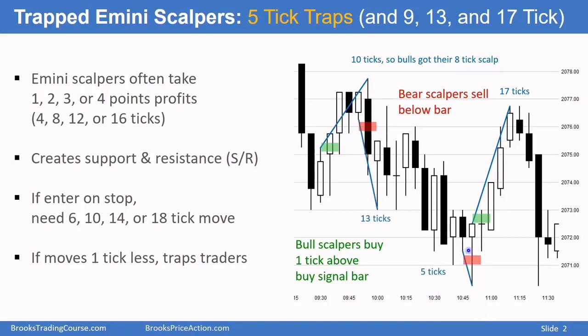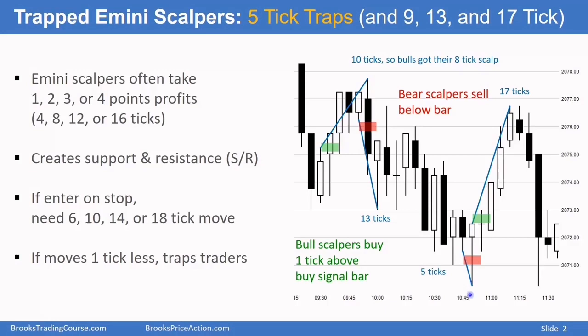And look what happened here. Bears sold 1 tick below this bar, betting that they'll make at least a scalp. It fell 5 ticks and then did this, reversed up. So the bears who sold just below that bar, they get filled over here, are now trapped. And they'll buy back their shorts, and part of this reversal up is the trapped bears.